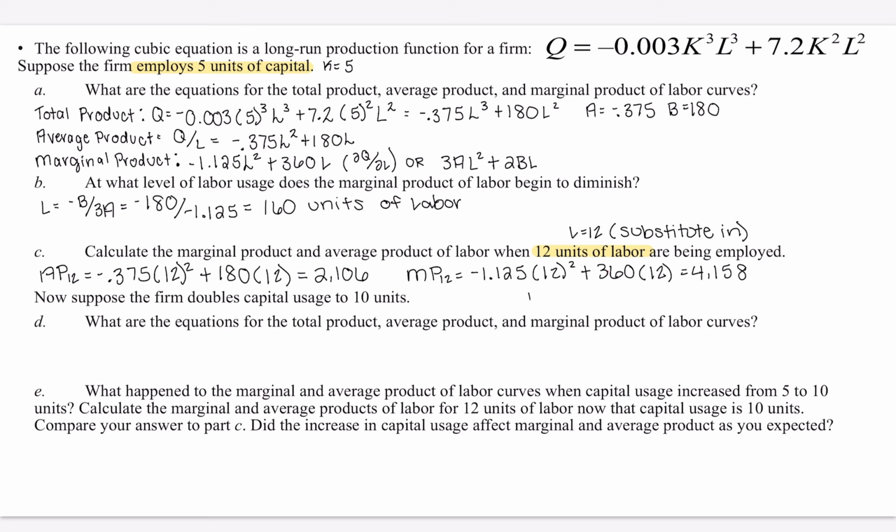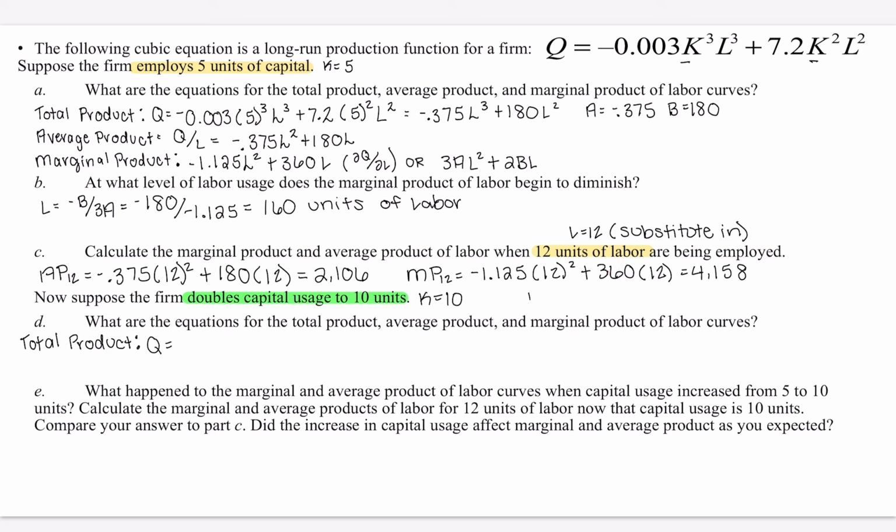Now suppose the firm doubles capital usage to 10 units. So this means instead of our K equaling 5, our K is going to be equal to 10. What are the equations for total product, average product, and marginal product of labor curves? So just like before, our total product is just substituting in that 10 for our K in our original formula.